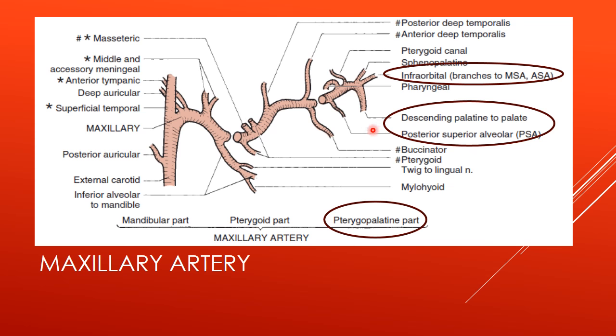The posterior superior alveolar artery provides blood supply to the maxillary molars. The infraorbital artery within the infraorbital canal gives off the middle superior alveolar artery that supplies the premolars and the anterior superior alveolar artery that supplies the anterior teeth. The descending palatine branch supplies the mucosa of the hard and soft palate and the palatal gingiva.